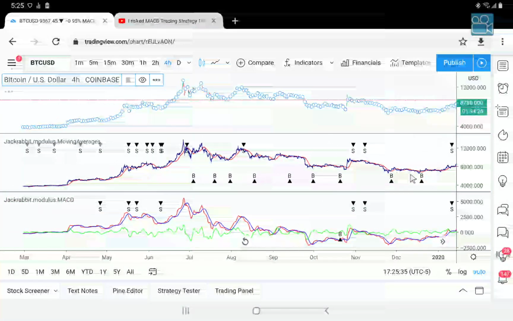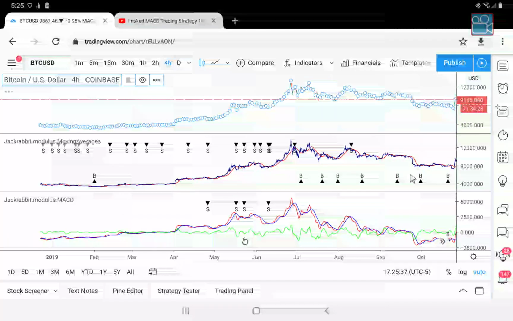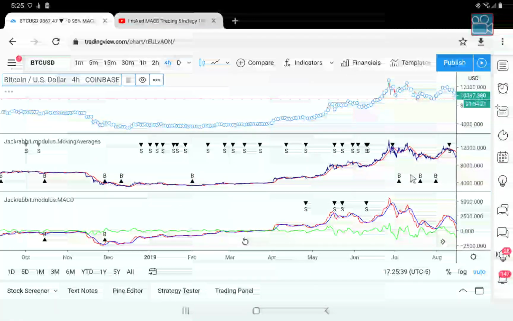Let's keep going back. We're in 2019. You can see not a lot of good places. The last real decent buy was here, and then the first reasonable sell was here.